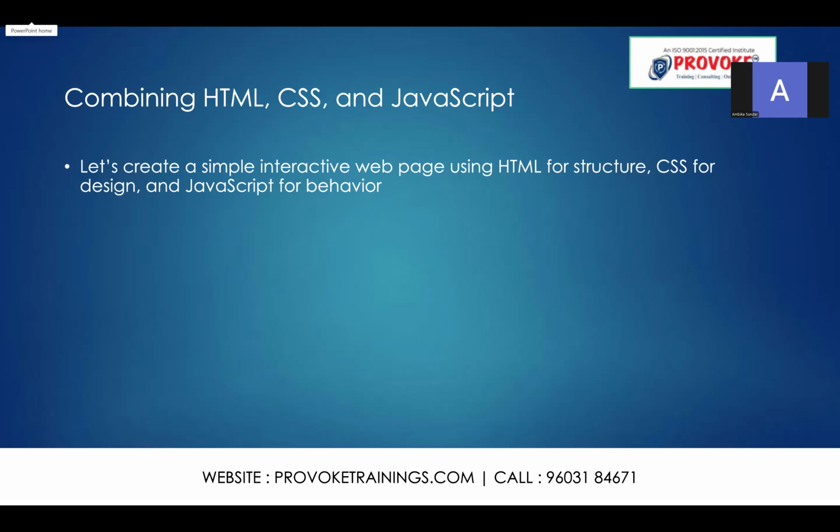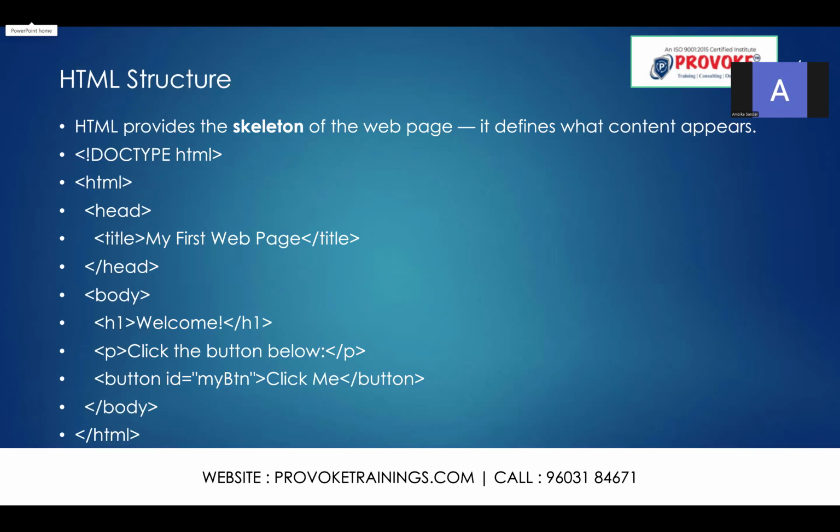So this contains HTML, CSS and JavaScript. Let us create a simple interactive web page using HTML for structure, CSS for design and JavaScript for behavior. HTML gives the outer layout of the UI, CSS is going to design the HTML page, and JavaScript is going to give the dynamic behavior for the HTML page. So the HTML structure contains this program.